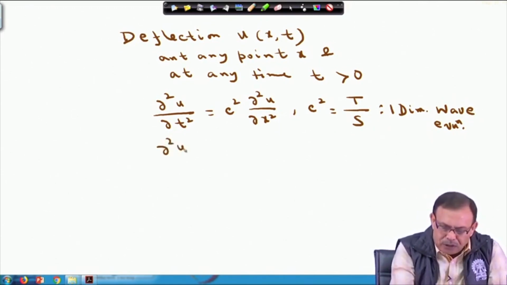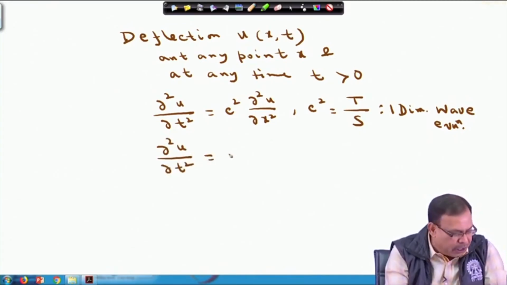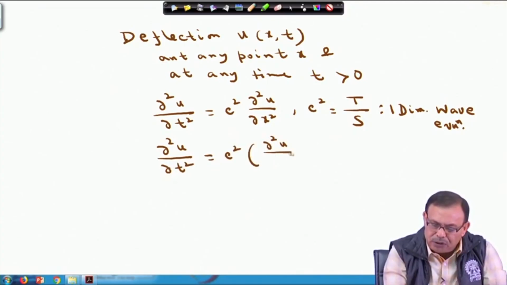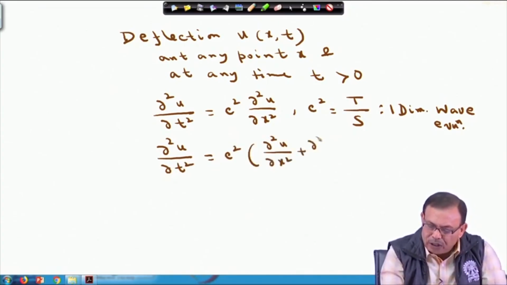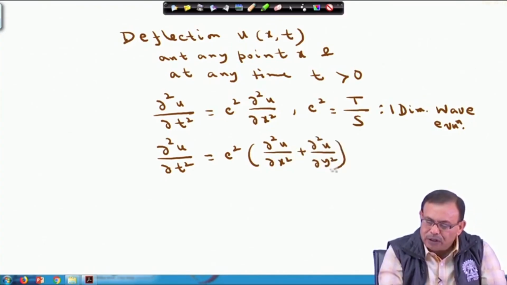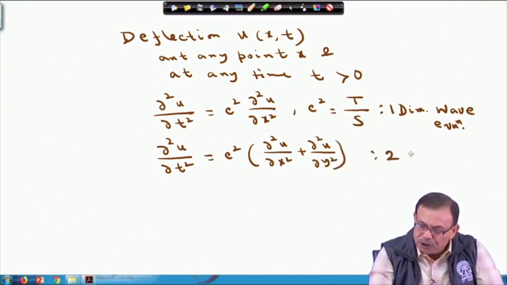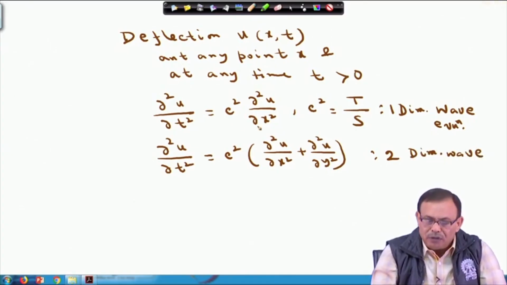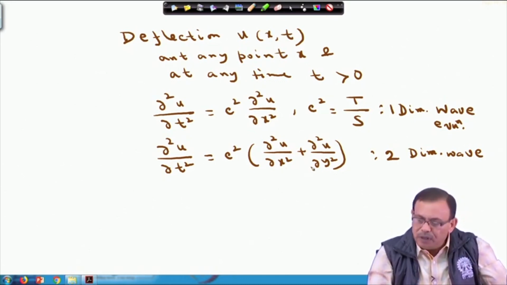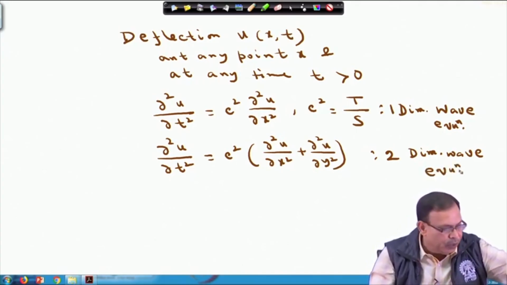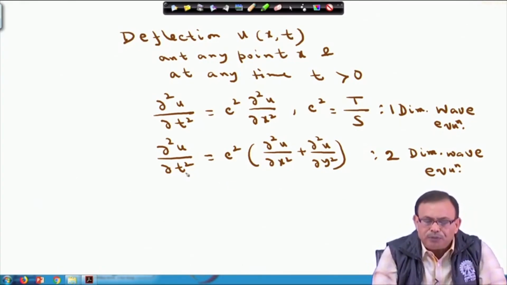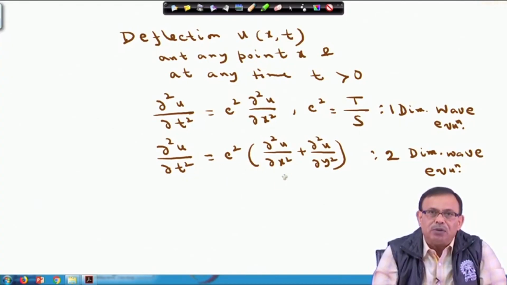Similarly, it can be measured by del 2 u del t square equals c square into del 2 u del x square plus del 2 u del y square. This is known to us. This we call the two dimensional wave equation. Please note, in the one dimensional case the variables were only x and t, whereas here they are x, y and t.